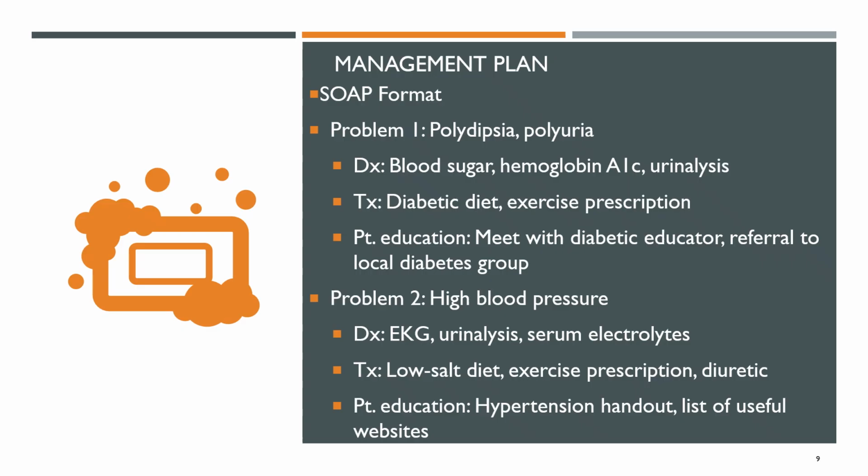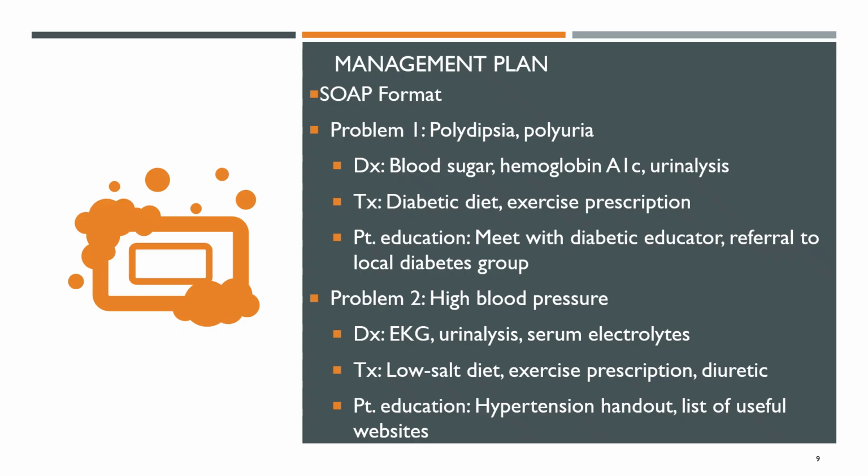Problem number one, let's look at polydipsia and polyuria. So the diagnosis: order blood sugar, hemoglobin A1C, and urinalysis to confirm diabetes. Treatment: begin with lifestyle interventions such as diabetic diet and an exercise prescription. And the patient education: connect the patient with a diabetes educator and refer them to a local support group for long term success. The second problem: high blood pressure.